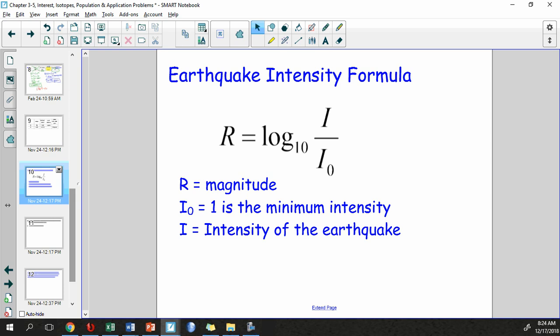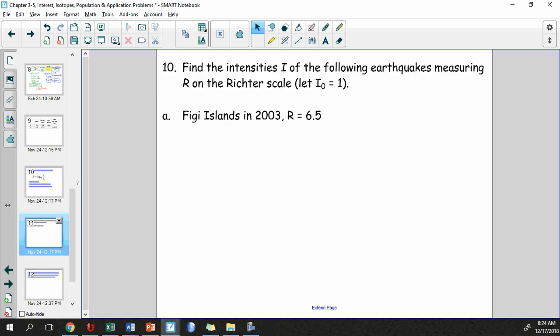Okay, I is the intensity of the earthquake. So I sub 0 is always going to be 1, and that's what you're going to use in that formula every time. Yes, that's exactly what this is. It's like the Richter scale. It's trying to find all of that out. And we kind of did this last year in Algebra 2. You were introduced to it a little bit. And these are super duper easy. It's a plug and chug. Okay? It's a plug and chug.